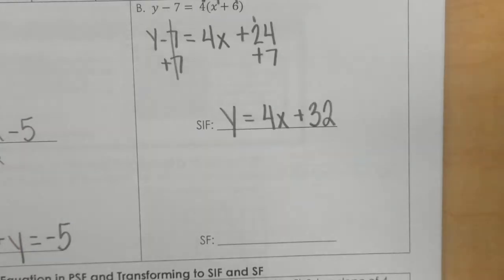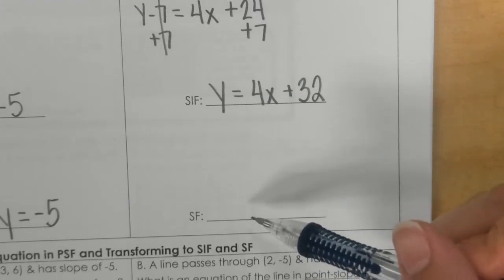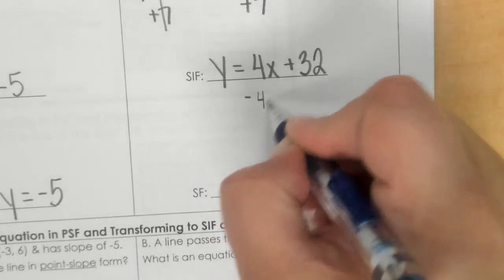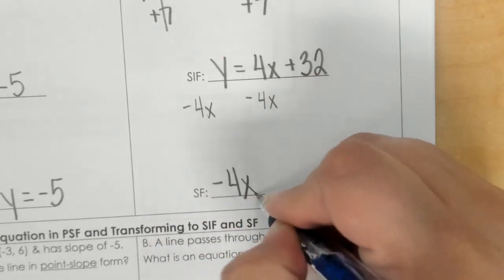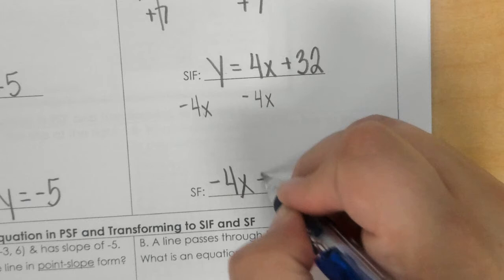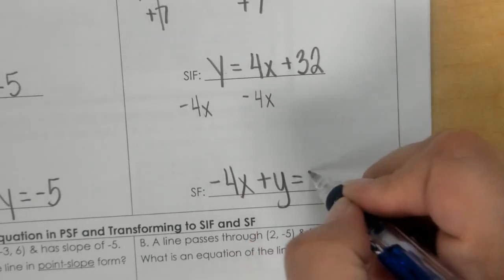Now, to go from slope-intercept form to standard form, I got to subtract that 4x, because I want x and y together. So I have negative 4x plus the y equals the 32.